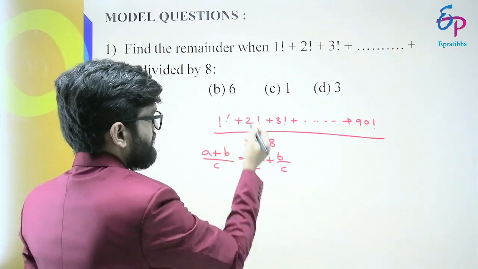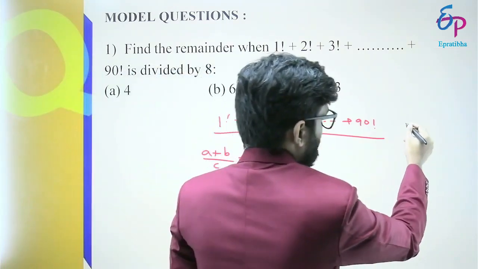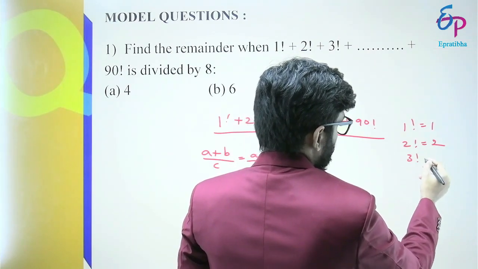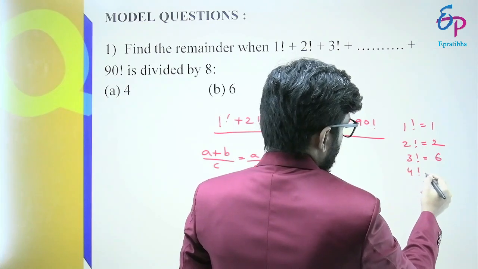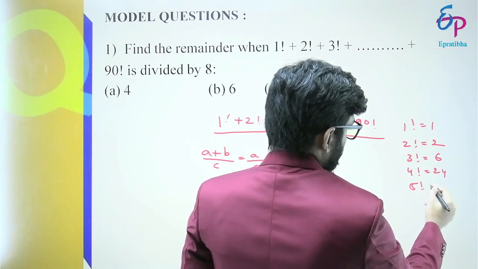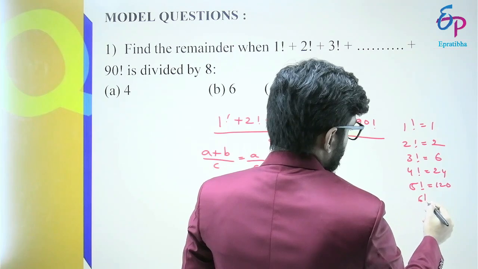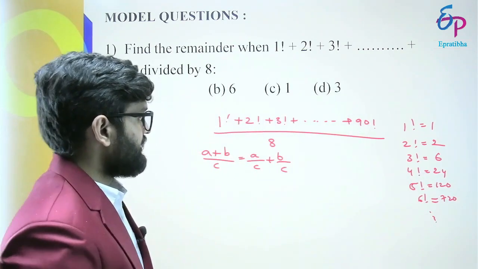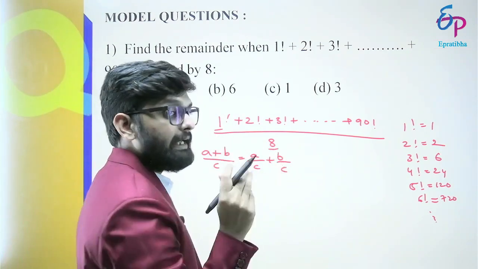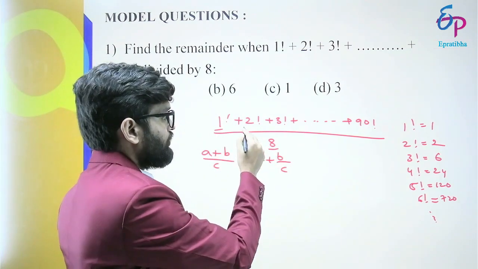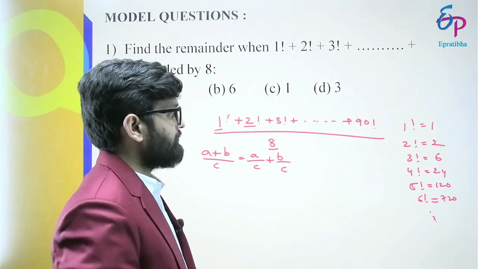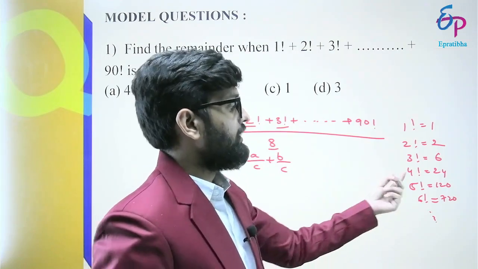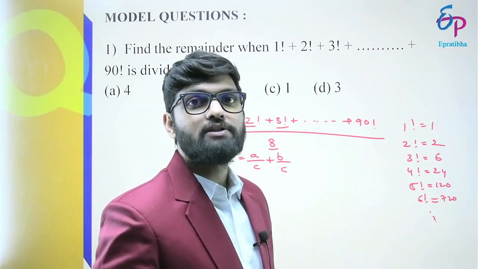You can write this one as 1 factorial. What is 1 factorial? 1 factorial is nothing but 1. 2 factorial is nothing but 2. 3 factorial is nothing but 6. 4 factorial is 24. 5 factorial is 120. 6 factorial is 720, and so on you can calculate. But when you see, 1 factorial will not get exactly divided by 8. 2 factorial will also not get divided by 8. 3 factorial, which is 6, is not exactly divisible by 8. And 4 factorial, 24, is divisible by 8.